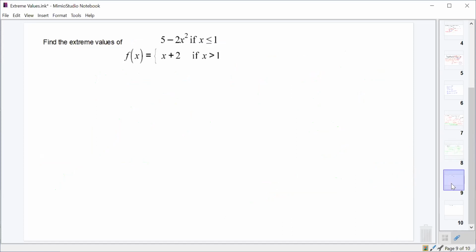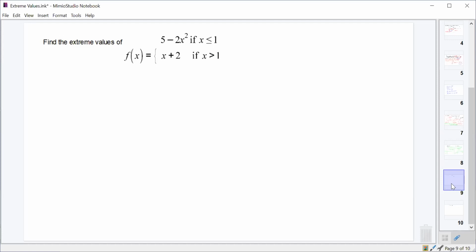All right. Let's find the extreme values of 5 minus 2x squared if x is less than or equal to 1, or x plus 2 if x is greater than 1. So it's a piecewise defined function. Any thoughts on how we'll start that? Find the domain. All right, find the domain.